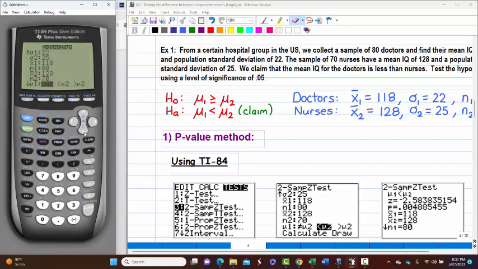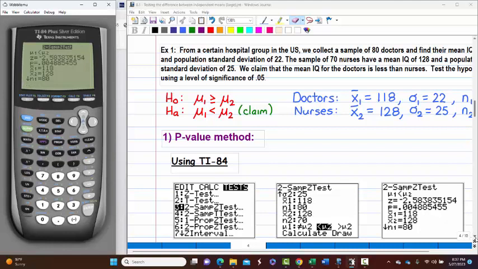And then you have to pick the correct one of these, and it's a less than, so we pick the middle one. Calculate. And let's see, everything on this screen here on the right matches what I just did. Sure does. And there's the p-value, 0.00488, whatever.